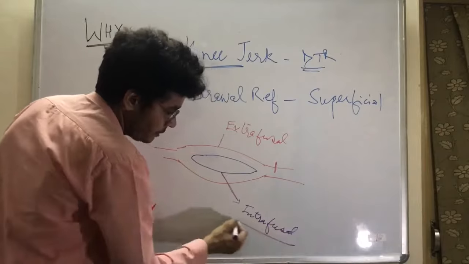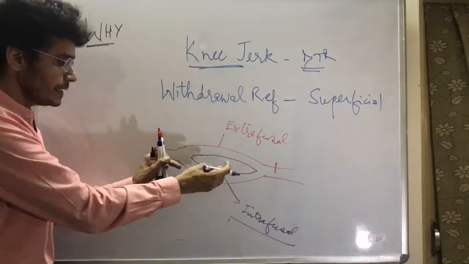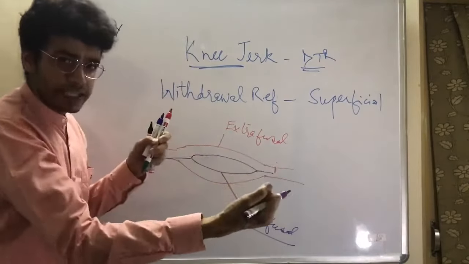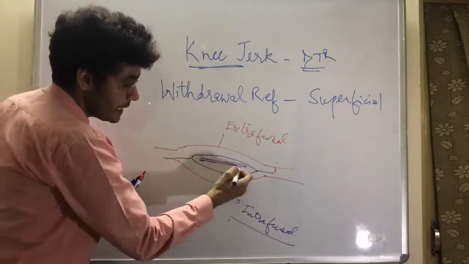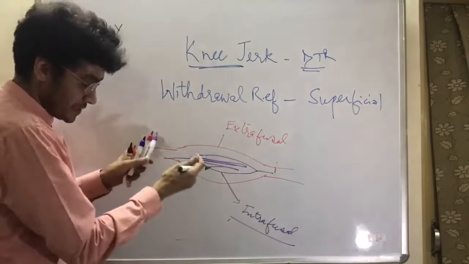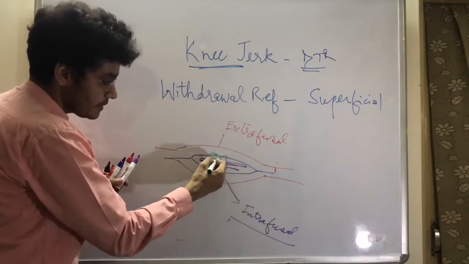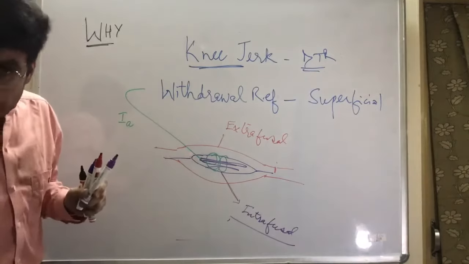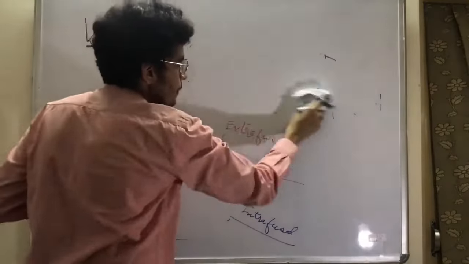Now, when we hit the tendon with the knee hammer, what is happening? It is stretching the muscle. When we hit it, we are stretching it. So this muscle spindle acts as a receptor, and this stretching is carried by the 1A fiber around the muscle spindle. The 1A fiber will carry the sensation to the spinal cord.